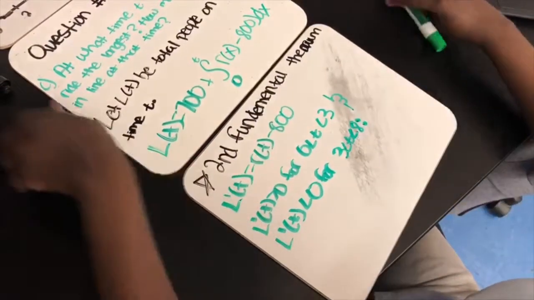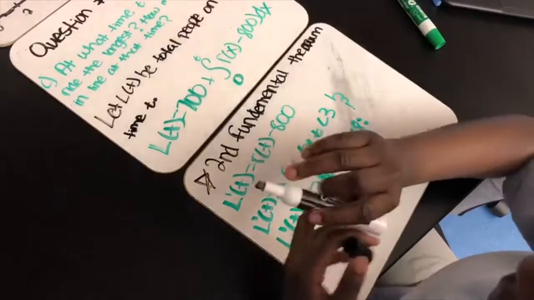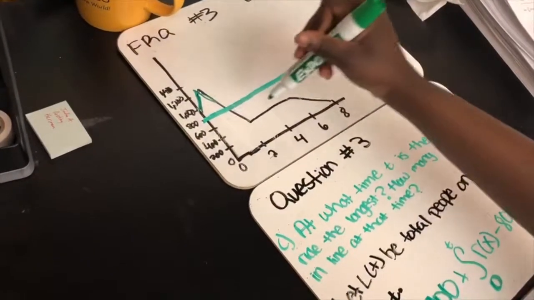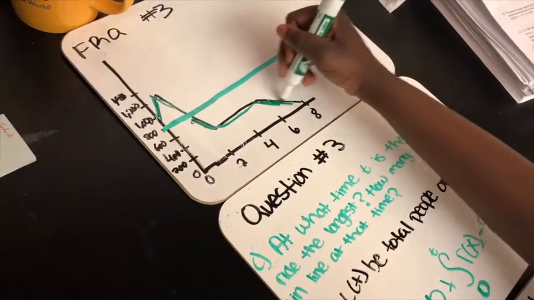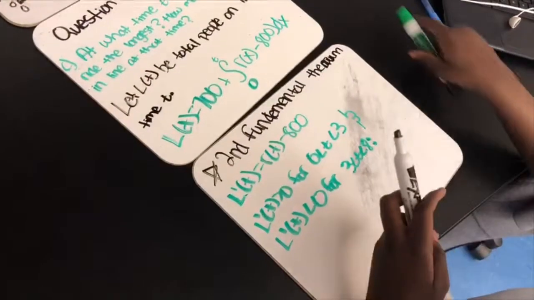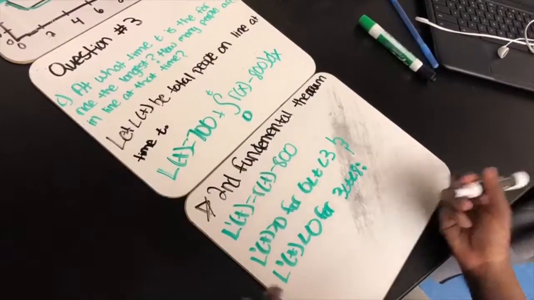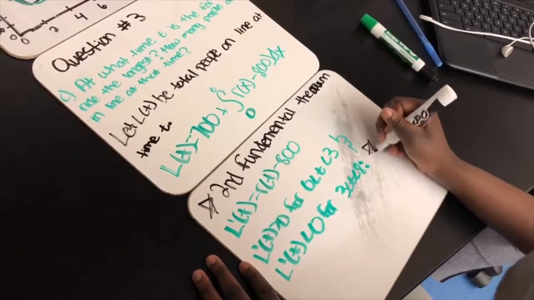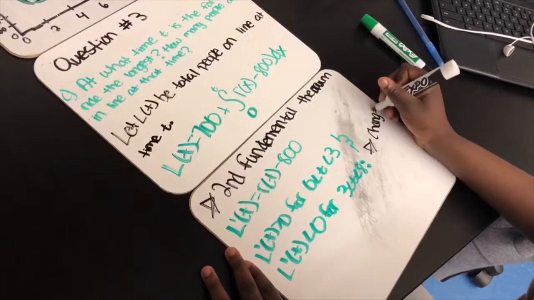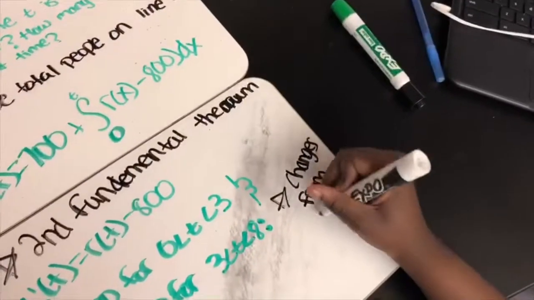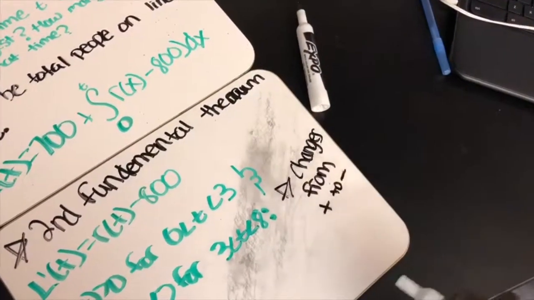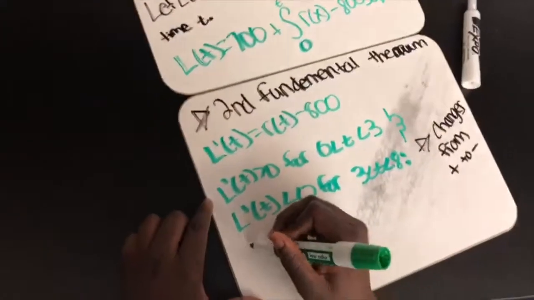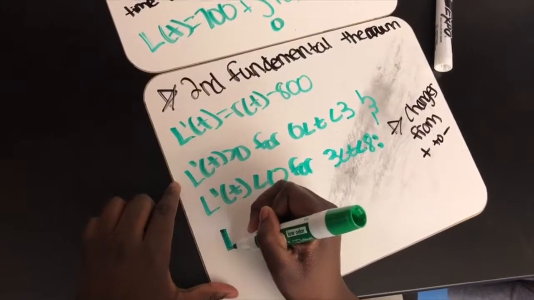I'm doing this because I'm using my graph and looking at the critical points. The graph is going to be very helpful for you in this problem, so please use it to the best of your abilities. And make sure you're drawing the graph as well. The change from positive to negative means that it's a critical point on the graph. So when it changes from positive to negative, don't forget that it means it's a critical point.